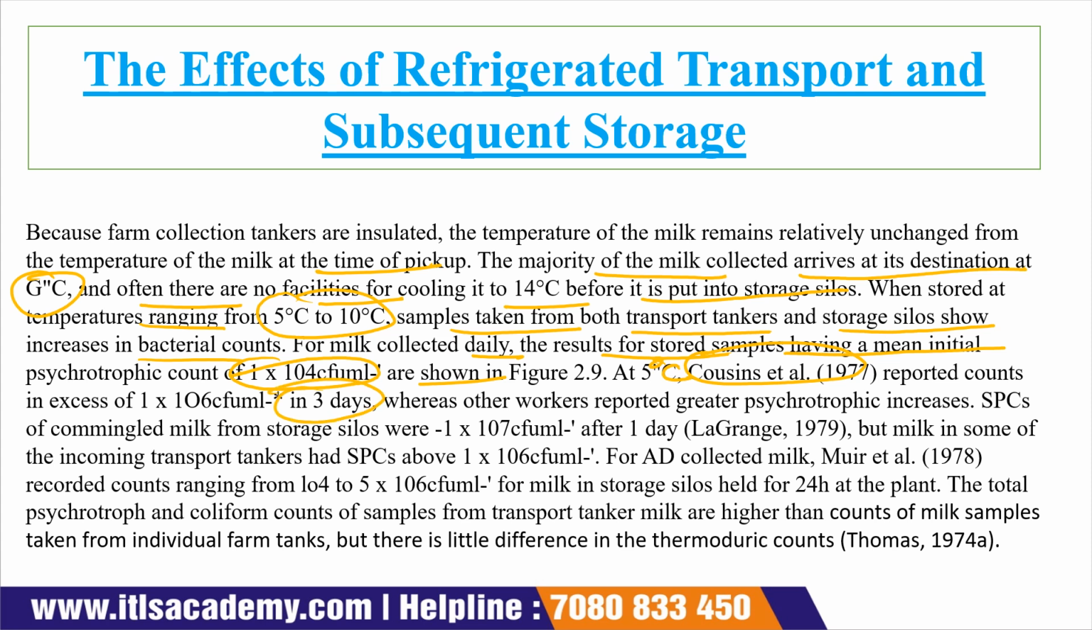where other workers have also reported greater psychotrophic increases. SPC of the bulk milk from storage silos was 1 into 10 to the power 7 CFU per ml after 1 day, and the incoming transfer tanker had SPC above 1 into 10 to the power 6 CFU per ml. For alternate day collection of the milk, according to Muir et al. 1972, they recorded a range of 10 to the power 4 to 5 into 10 to the power 6 CFU per ml for milk stored in silos, which is stored around 24 hours at a plant.